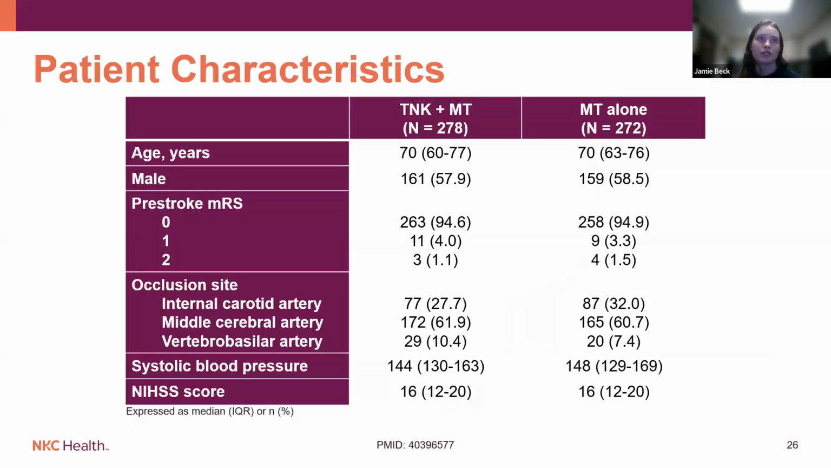Here we can see that there were no significant differences between baseline patient characteristics. The median age was 70 in both groups, primarily male. The pre-stroke modified Rankin scale score was 0 in 95% of patients in both treatment arms. And the middle cerebral artery was the primary occlusion site for the majority of patients in both arms, followed by the internal carotid arteries and the vertebrobasilar arteries. Additionally, systolic blood pressure was similar between the groups in the 140s, and the NIHSS score was 16.